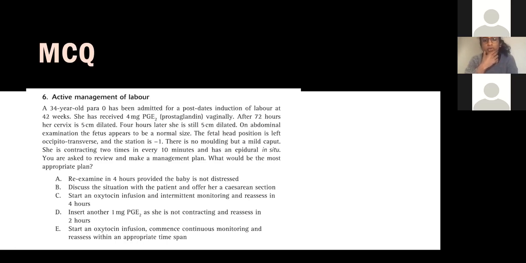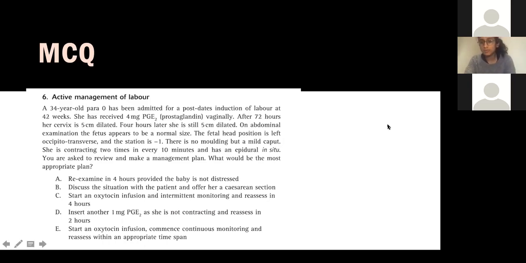The reason you wouldn't give another prostaglandin is because the cervix is already dilated. What the prostaglandin does is prepare the cervix. It causes the effacement and the dilatation of the cervix, and the cervix has already started to dilate. Whereas what she needs now is the oxytocin, which will help that. So that's why you wouldn't really give another one.